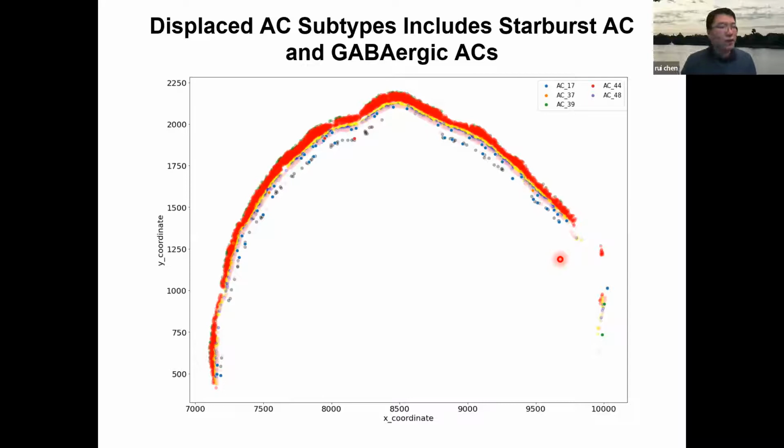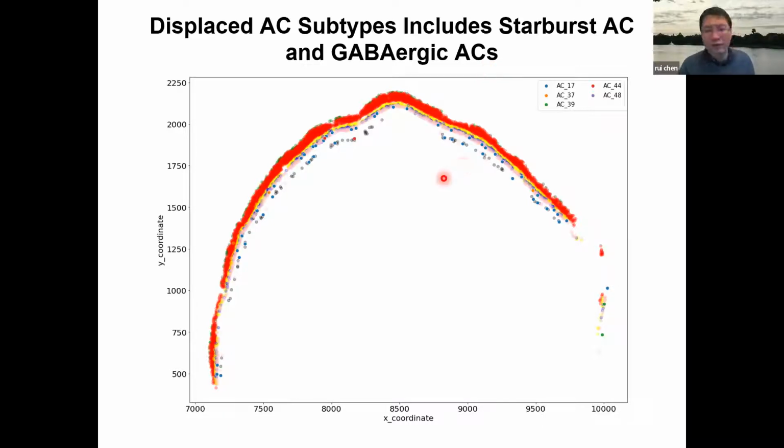which is known for some of them. For example, AC17 is called starburst endocrine cells. It's a very distinct endocrine cell type. It has been known that a significant portion of them somehow are localized at the RDC layer, what we call displaced endocrine cells. But there are also 4 other AC types identified in our study that are also mislocalized, or displaced, to the RDC layer. And interestingly, all of them are GABAergic endocrine cells, not cholinergic.